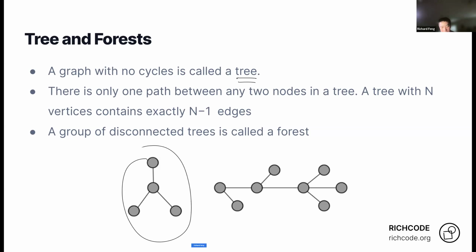So for example, in the graph on the left here, we can't form any cycles. And so between any two nodes, for example, this one and this one, there's only one connection. There's only one path. And this tree has 4 different vertices, and there are 4 minus 1, so there are 3 edges.